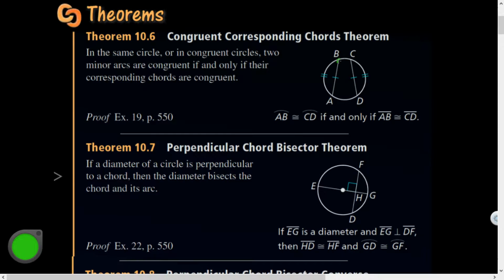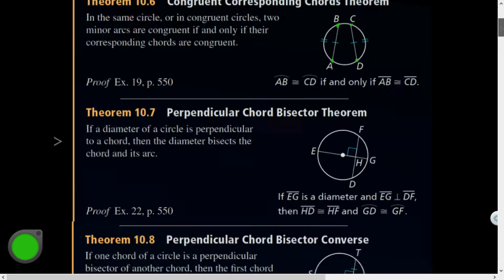So if you imagine connecting the endpoints of a chord, that results in an arc that is congruent, like so, or vice versa. If and only if, so this is biconditionally true. If I have 2 congruent arcs, then the chords that connect their endpoints will also be congruent. Makes sense?